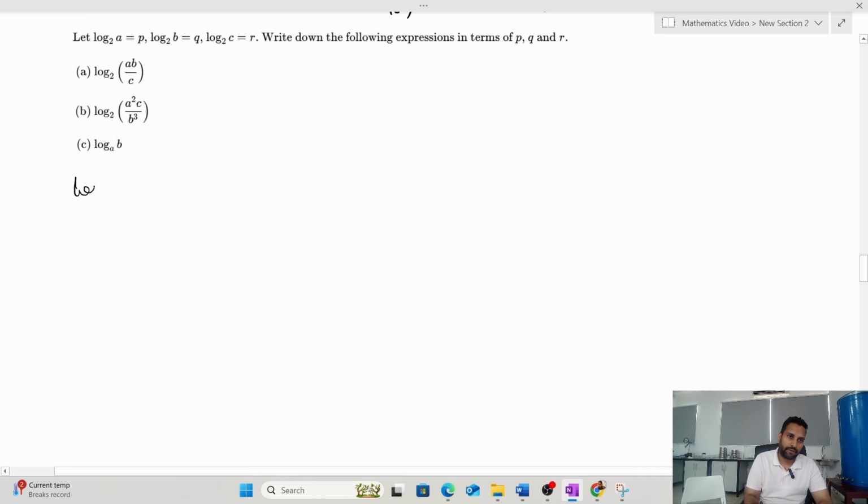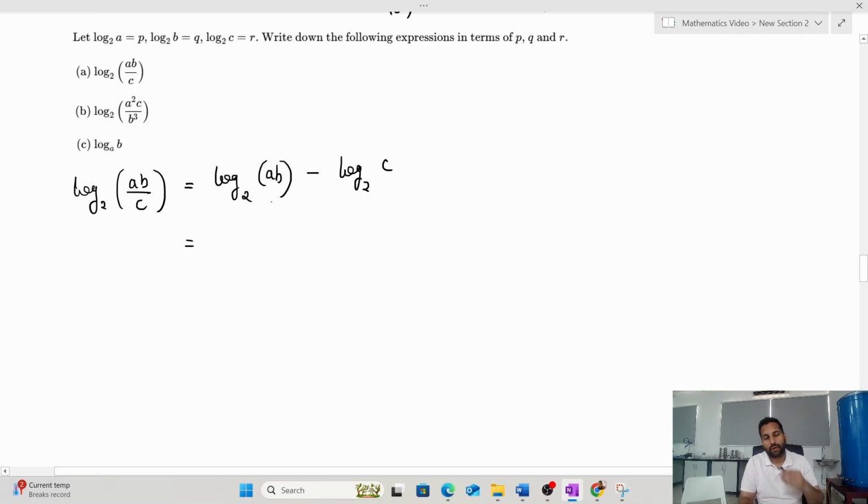So I have log₂ ab over c. Now this can be written as, since it is in division, I can subtract them. So this is log base 2 ab minus log base 2 c. Now this can be split because this is multiplied, right? So this is log base 2 a times b. So this can be written as log base 2 a plus log base 2 b minus log base 2 c.